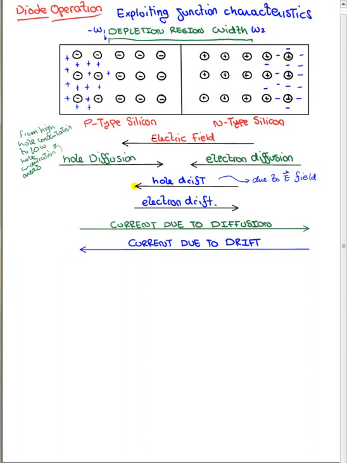Then you're going to have hole drift due to the electric field pointing from right to left. And then you're going to have electron drift due to the electric field again. If you add those up, you're going to have current due to diffusion from left to right, and then current due to drift from right to left, assuming that the current is given by the flow of positive particles. Let's write down the explanation for some of these things.